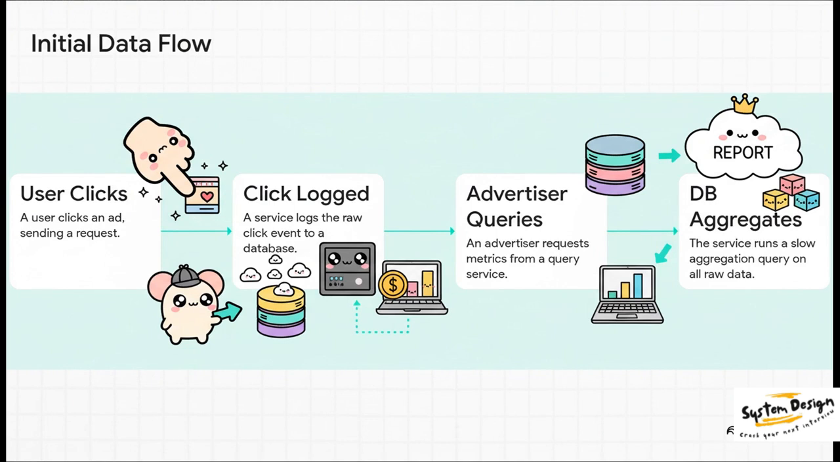The flow seems pretty simple. A user clicks, we log it. An advertiser asks for a report. We run a query to count all the logs. It's a straight shot from click to query. I mean, what could possibly go wrong?